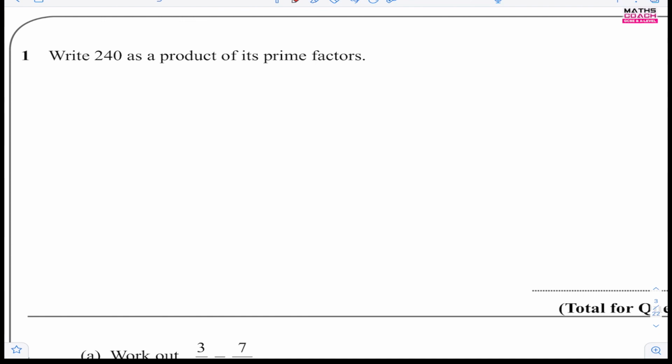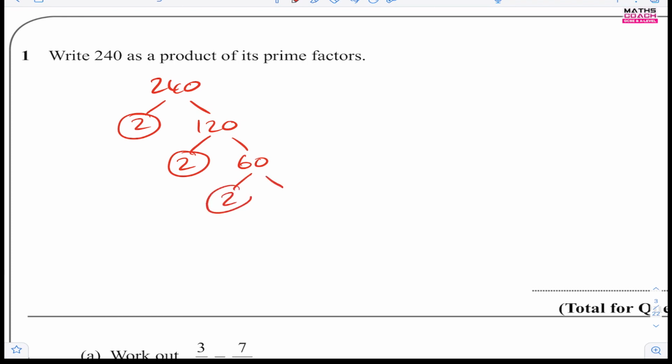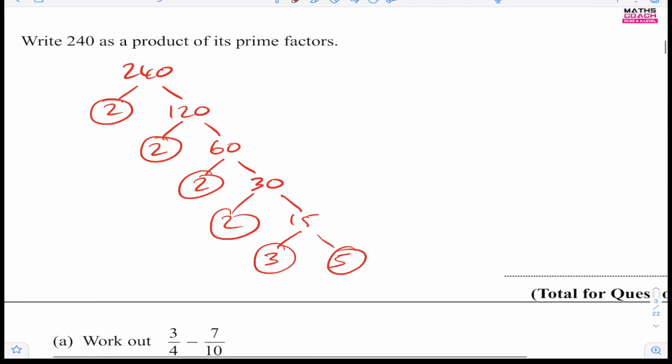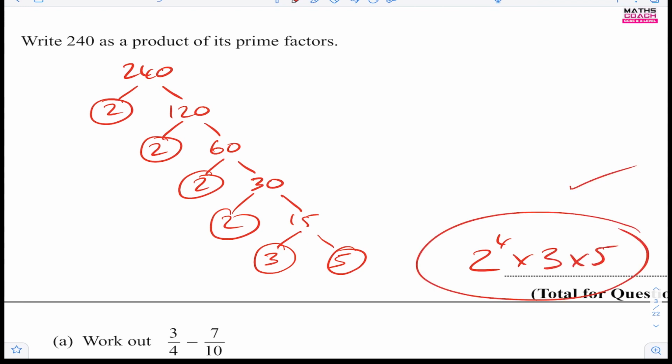Question number 1, write 240 as a product of its prime factors. So 240, we will divide by prime numbers. Divide by 2, what do we get? 120. We can split that up further, divide that by 2, and we get 60. Divide that by 2, we get 30. Divide that by 2, we get 15. And divide this by 3, and 5 is also a prime number, so we reach the end. So we have 1, 2, 3, 4 twos, so 2 to the power of 4. We have 3 times 5. So that's your final answer.